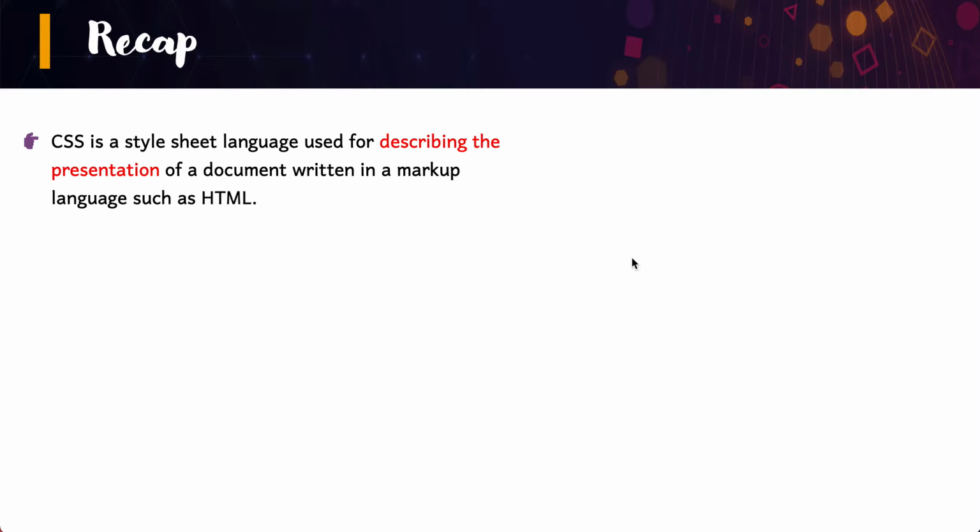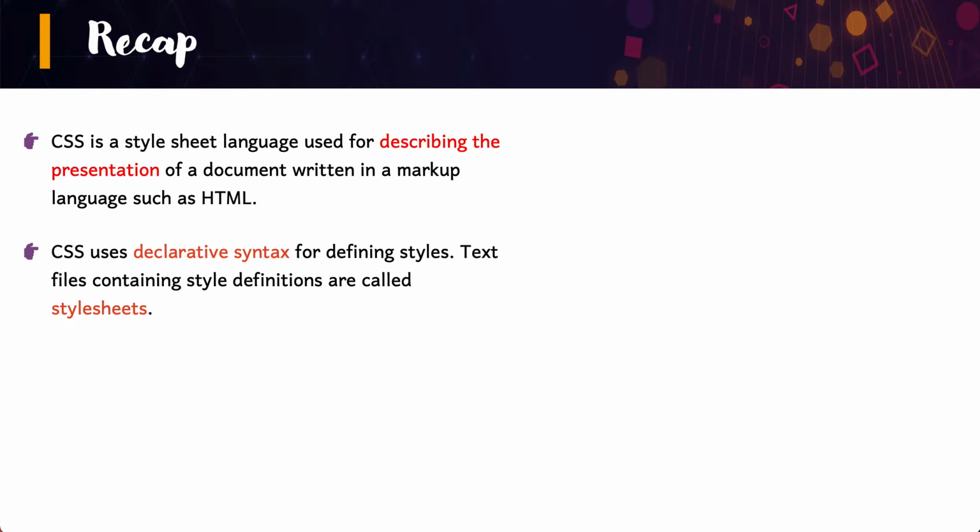Before that, let's have a quick recap. CSS is a style sheet language and we use it to basically describe the presentation of a document whose content is written in a markup language, which is HTML. CSS uses a different syntax than HTML. It uses declarative syntax for defining the styles. The files containing the style definitions are called style sheets.